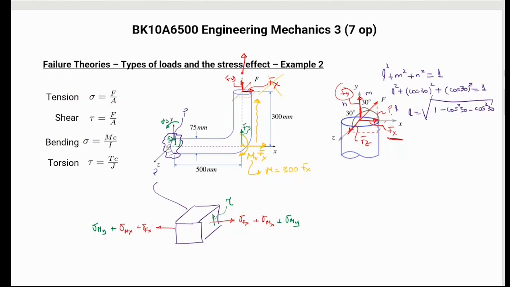Now, if I take this reference system, xy, so 2Fy divided by the area of the bar. I'm not going to write the one on the other side because it's obvious by the reciprocity of shear stress that is happening there.